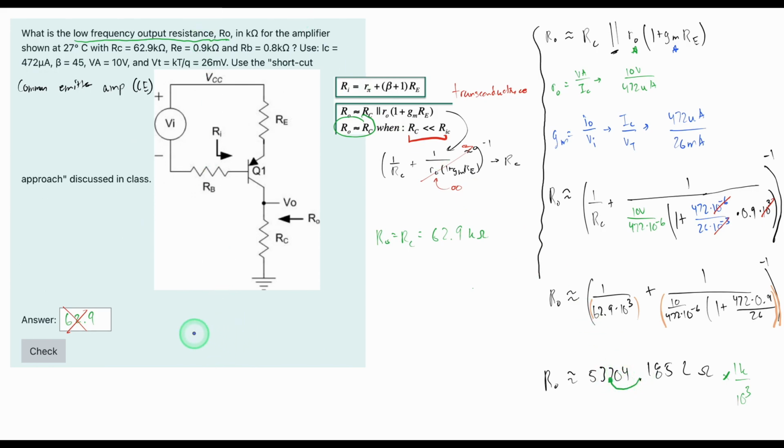So that means that our R naught is going to be equal to approximately 53.704, and then we can just round this to 19. So this is going to be the answer for our R naught in kilo ohms for this problem.